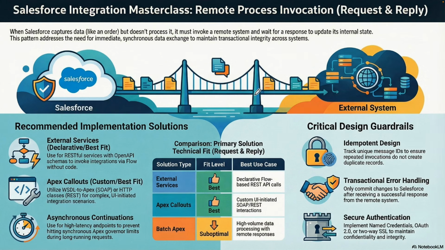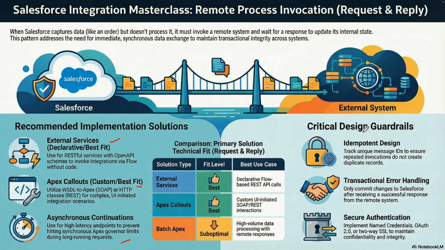In this particular image, I tried to summarize whatever we have discussed on remote process invocation. It is more of a synchronous way of doing the integration. The recommended solution here is external services. This is the best fit, right? Apex callout, again a custom option, but a best fit in case this is not possible, where you will be invoking the Apex from the Lightning Web Component, right? And the third one here is the asynchronous continuation. This is referred to as the suboptimal one, in case your other approaches are not working, then and only then should you go for this approach.